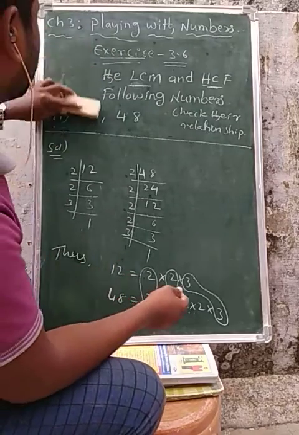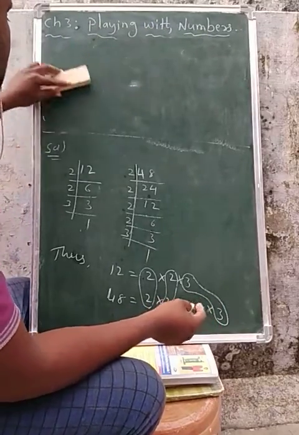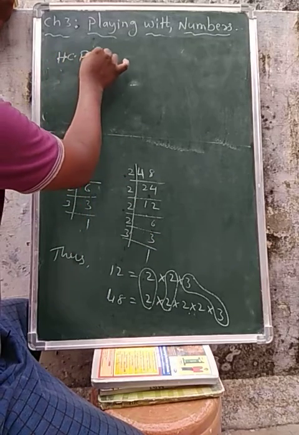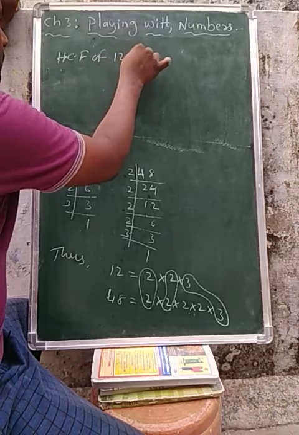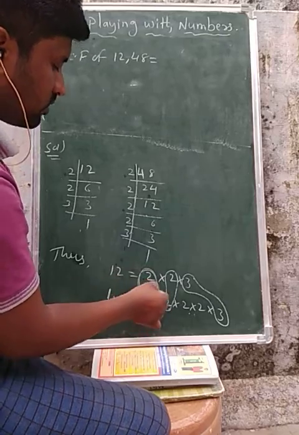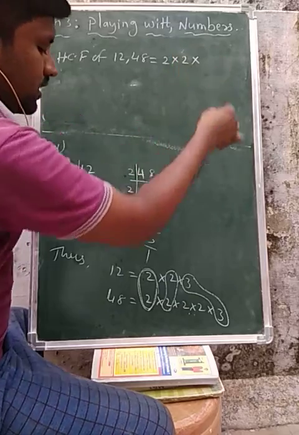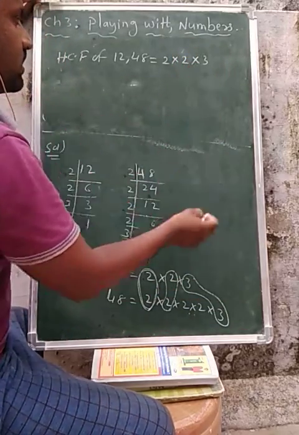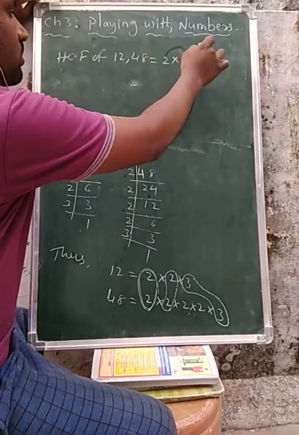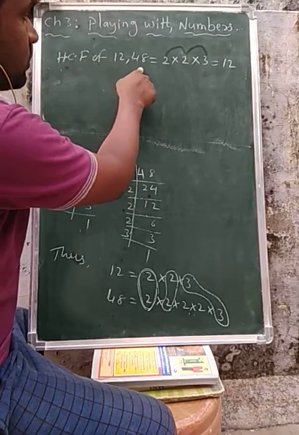Now you can find their HCF, highest common factor. First of all, I am finding the HCF, highest common factor, of 12 and 48. That is equal to: from one group you take one factor, 2 into, from this group also you take 2 into, from this group you take 3. Okay, now only the common factors. So 2 2s are 4, 4 3s are 12. So we get the HCF of 12 and 48 is 12 only.